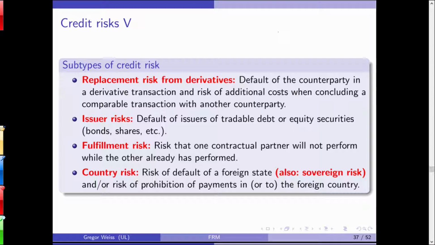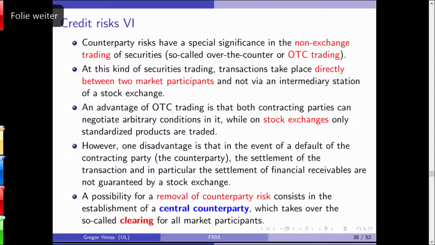Almost the same as market price risk also. If a country defaults, you will get in trouble if you have bought government bonds. These government bonds will be worthless, and then you face country risk. Okay. And I have talked about this already.